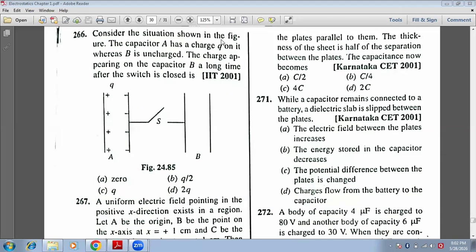Consider the situation shown in the figure. The capacitor A has a charge Q on it, whereas B is uncharged. The charge appearing on the capacitor B a long time after the switch is closed is: option A, 0; option B, Q by 2; option C, Q; option D, 2Q. Correct answer, option A, 0.